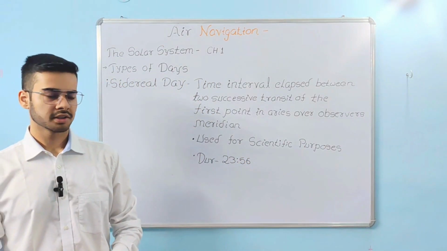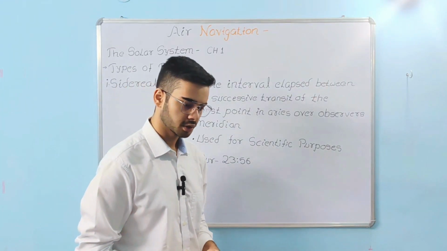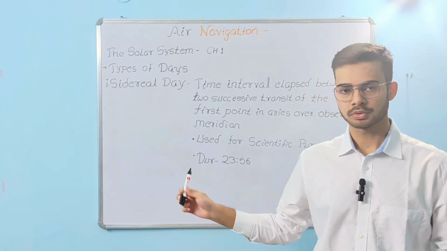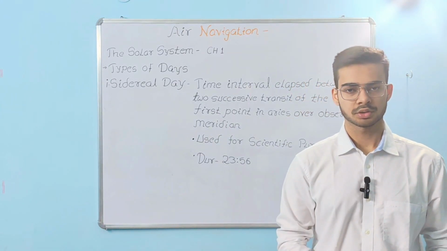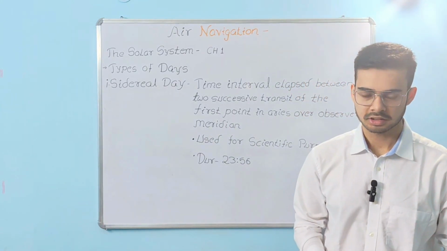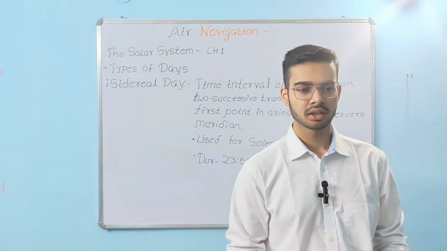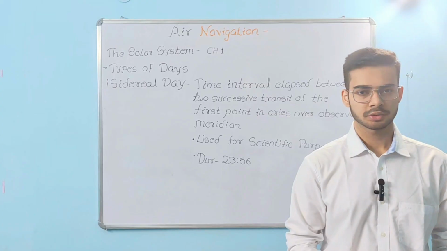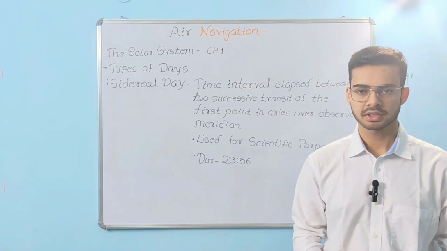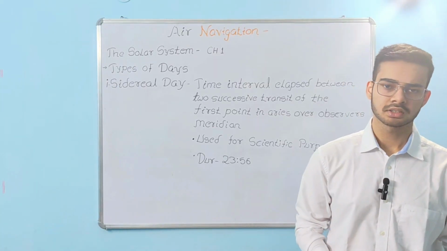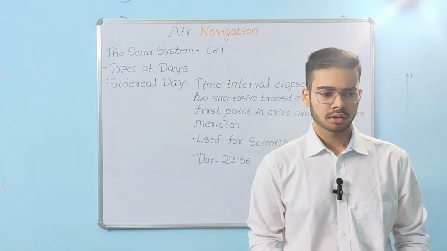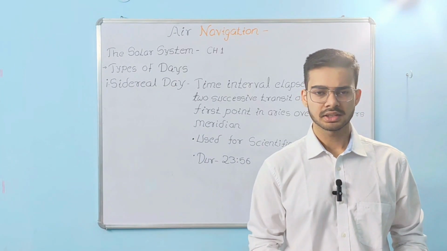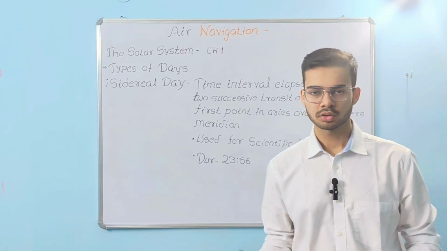So, sidereal day: the time interval elapsed between two successive transits of the first point in Aries over the observer's meridian. The use is that it's used for scientific purposes by scientists or for any astronomical researches. The duration that you need to remember is 23 hours 56 minutes, and these are basically all the important things. Also, what kind of questions come from these, we'll cover in the end of the video. So note it down, please.